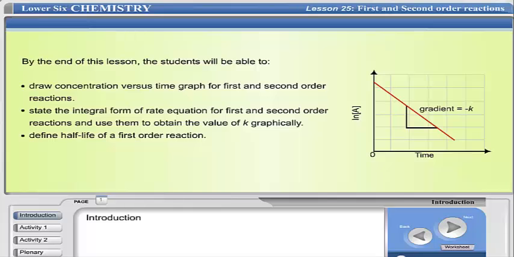Concentration versus time graph for first and second order reactions. State the integral form of rate equation for first and second order reactions and use them to obtain the value of K graphically. And define half-life of a first order reaction.